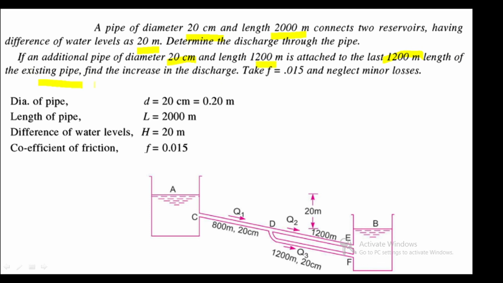Same as the last problem. Take F equals 0.015, neglecting minor losses. You can approach this problem like the last problem. Here there is no need to consider the outlet loss, because minor losses are neglected and only major losses are considered. Use the same approach as for the last problem.